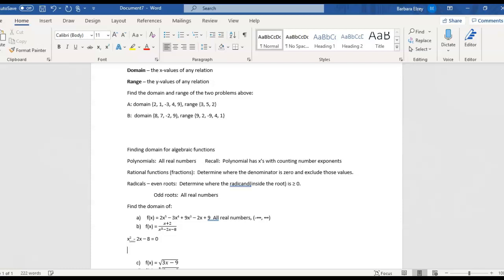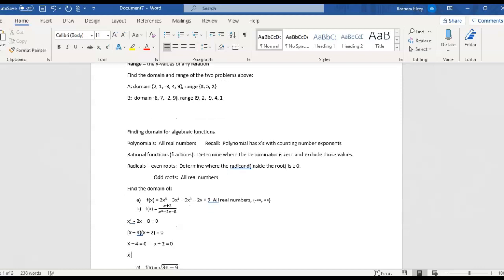All right, so we can factor that thing. It factors as x minus 4, x plus 2. Remember, factors of negative 8 that add to minus 2. Set both of those to 0. And when we take our 4 over, it will become a positive 4. And when we take our 2 over, it will become a negative 2. These are the two places that cause this denominator to be 0. So I have to exclude them from my domain.